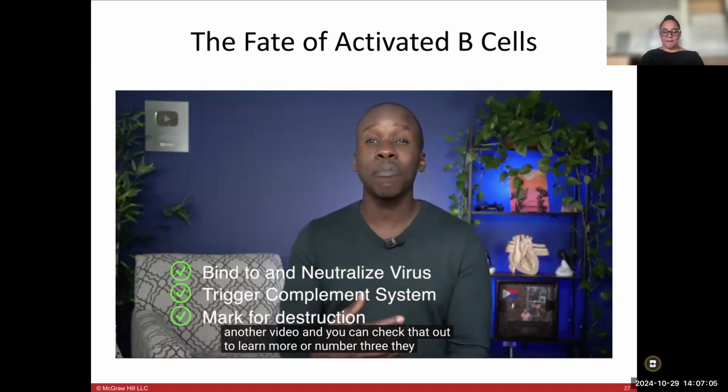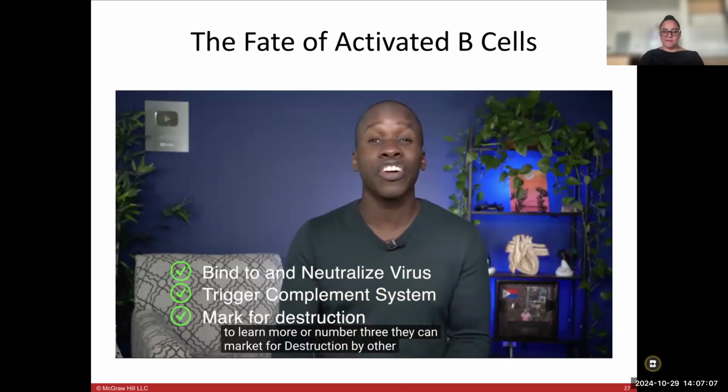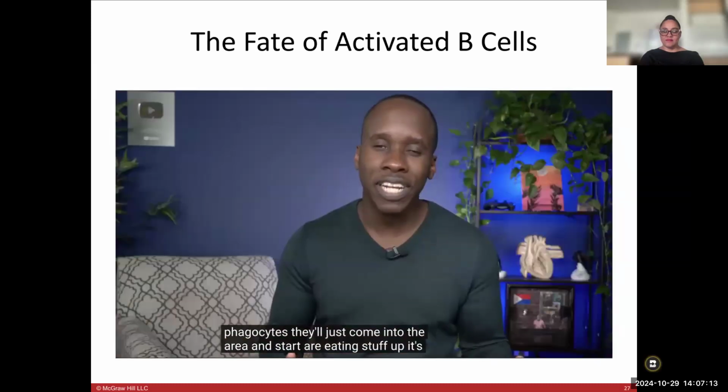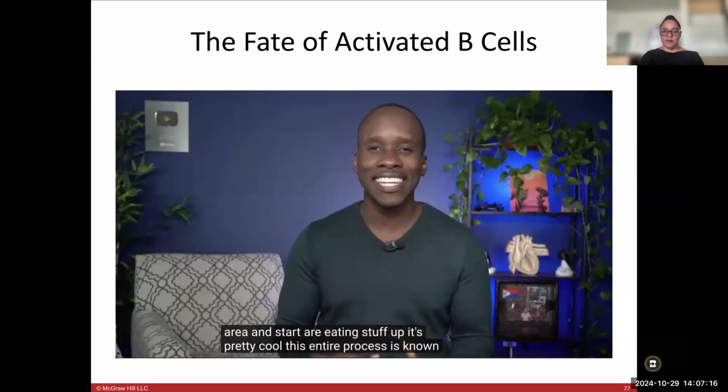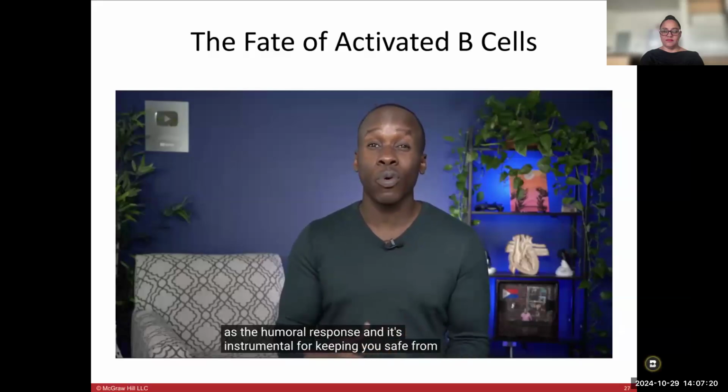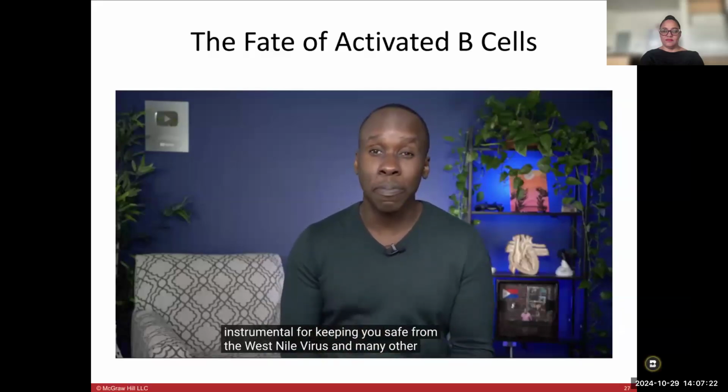Or number three, they can mark it for destruction by other immune cells, such as phagocytes. And these phagocytes, they'll just come into the area and start eating stuff up. Pretty cool. This entire process is known as the humoral response, and it's instrumental for keeping you safe from the West Nile virus and many other pathogens.